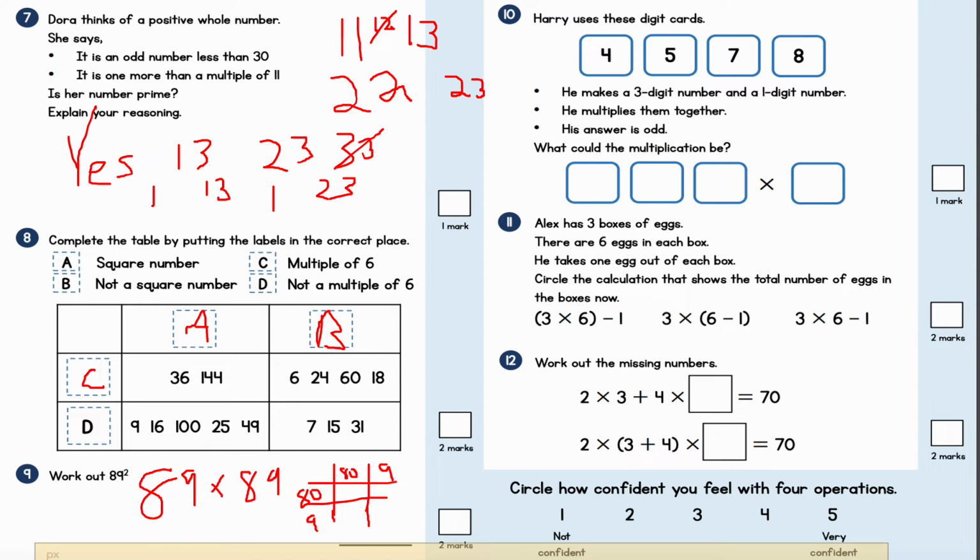80 times 80, well, 8 times 8 is 64, and then add the 2 zeros, so it's 6,400, guys. Just to be very clear, 6,400. 80 times 9 is 720. 80 times 9 again is 720, and then 9 times 9 is 81. And then adding all my answers together.